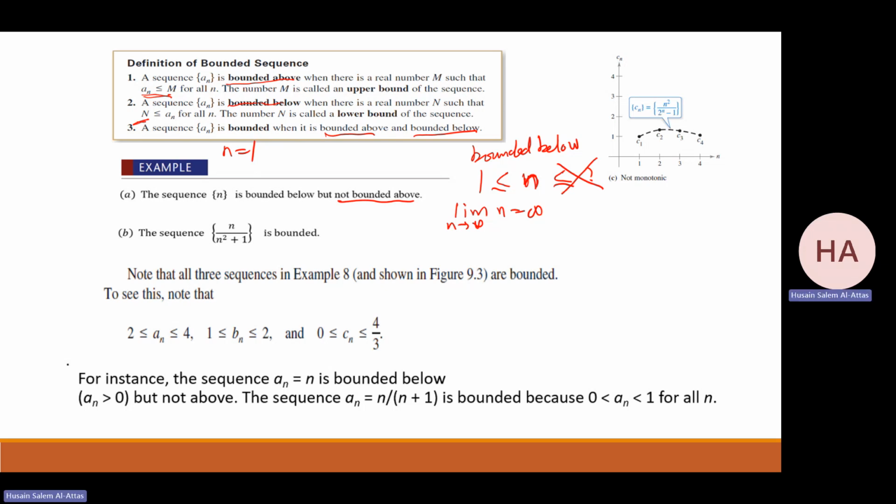Okay. The sequence n over n squared plus 1. How to show it's bounded above or bounded below?